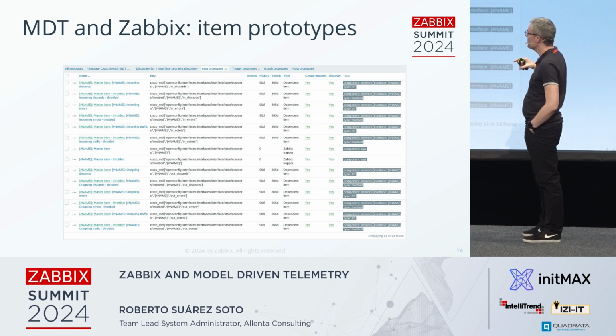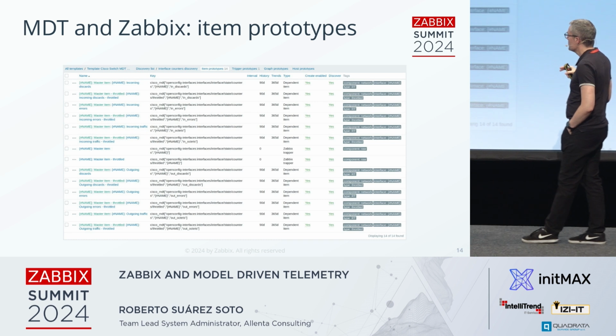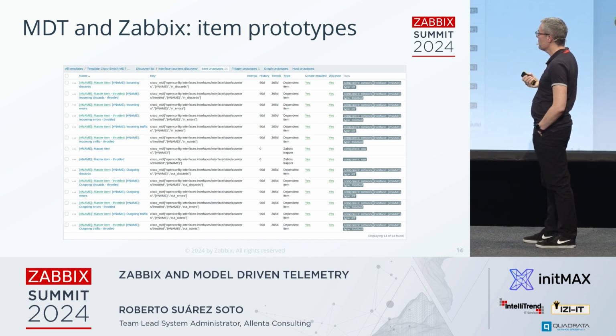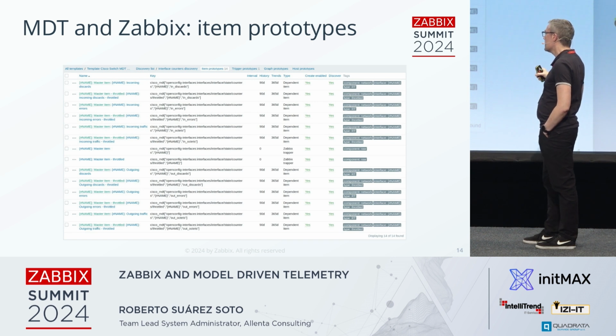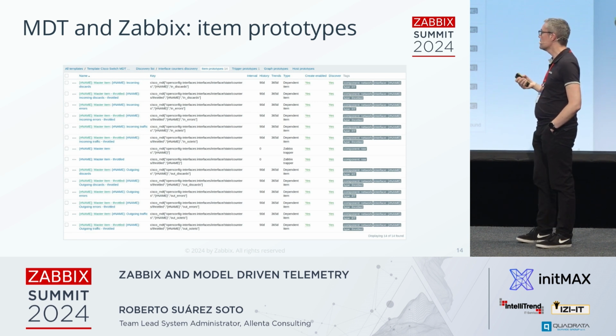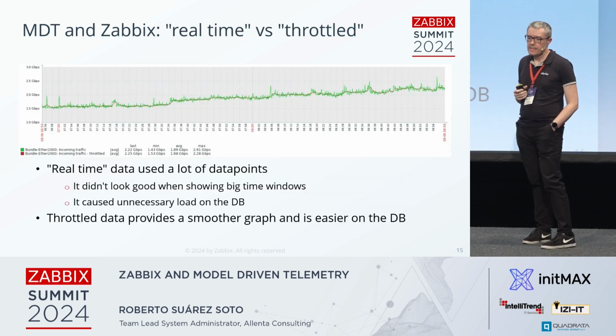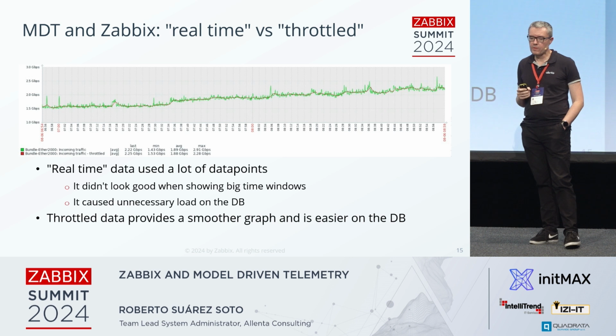You can say these were all the prototypes, item prototypes that we created based on model-driven telemetry. As you see, there are only 2 master items using Zabbix Trapper, which was the data sent by the connector that we made, and then everything else is a dependent item. After all, it was data that came in JSON form, and we could parse it quite easily into something more coherent for Zabbix.